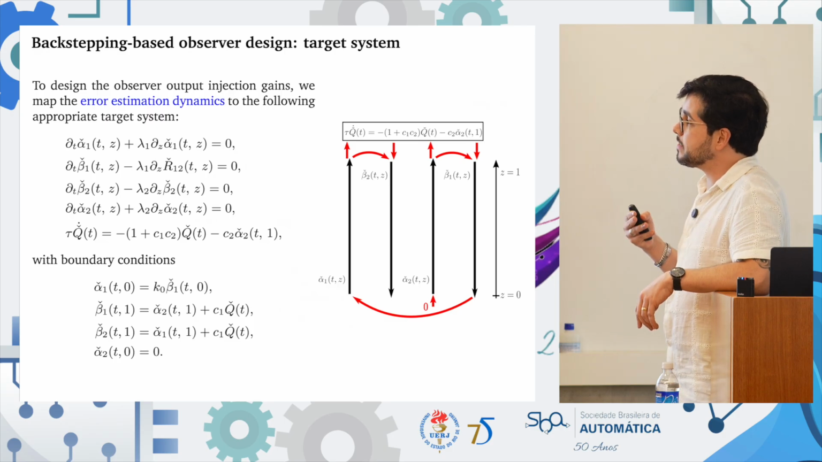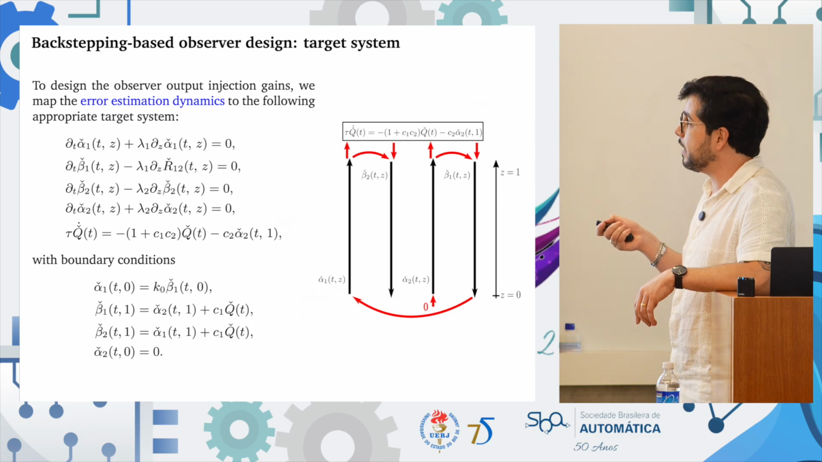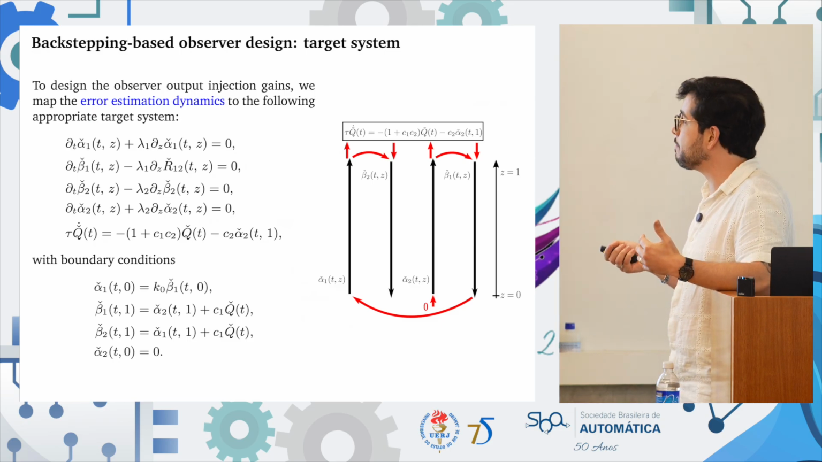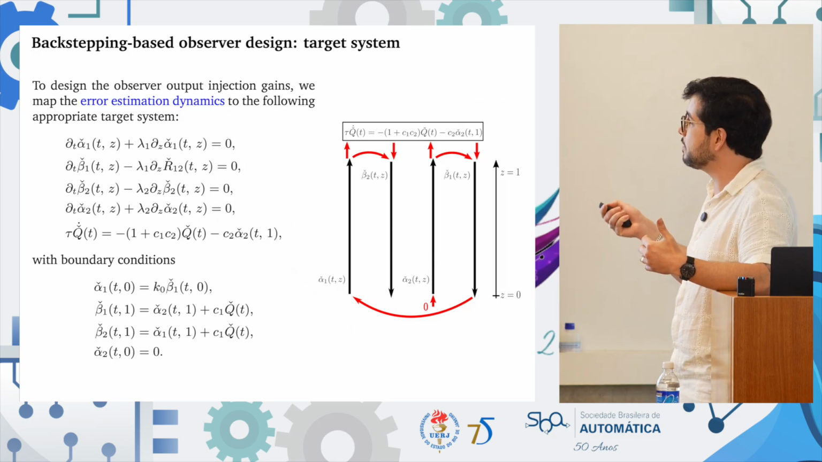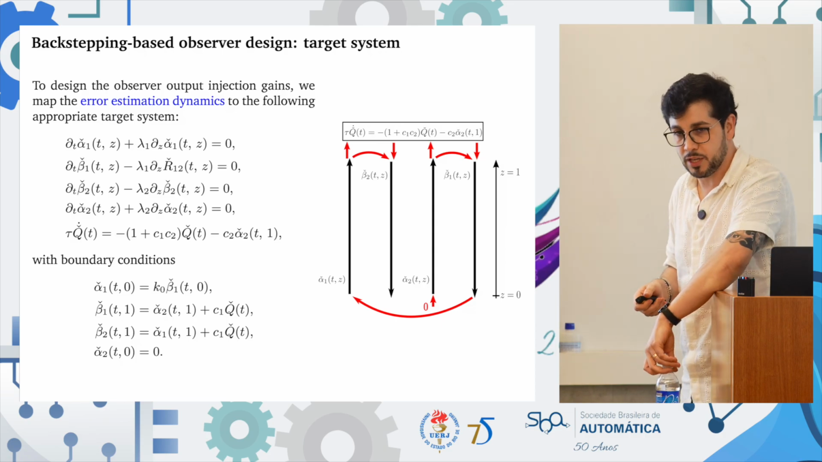So the idea is the same as the control method. We have to design a target system that we want to map the error dynamics to. So we chose this target system, which was motivated by the control problem. It's the same idea, to remove some couplings between the states and to inject 0 at one boundary. So the cascade structure of the system will make it go to 0 exponentially, okay?